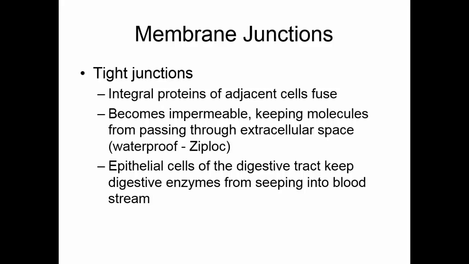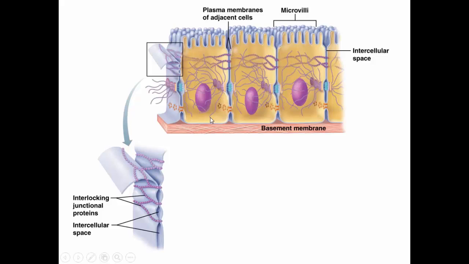The epithelial cells of the digestive tract have tight junctions between them. This keeps material in the digestive system, like digestive enzymes, from oozing between the cells and digesting underlying tissues. It also helps keep bacteria that are naturally in the digestive tract from getting into the tissues. Here we see an example of tight junctions. We have these membrane proteins that are fused together, giving us that Ziploc waterproof seal.